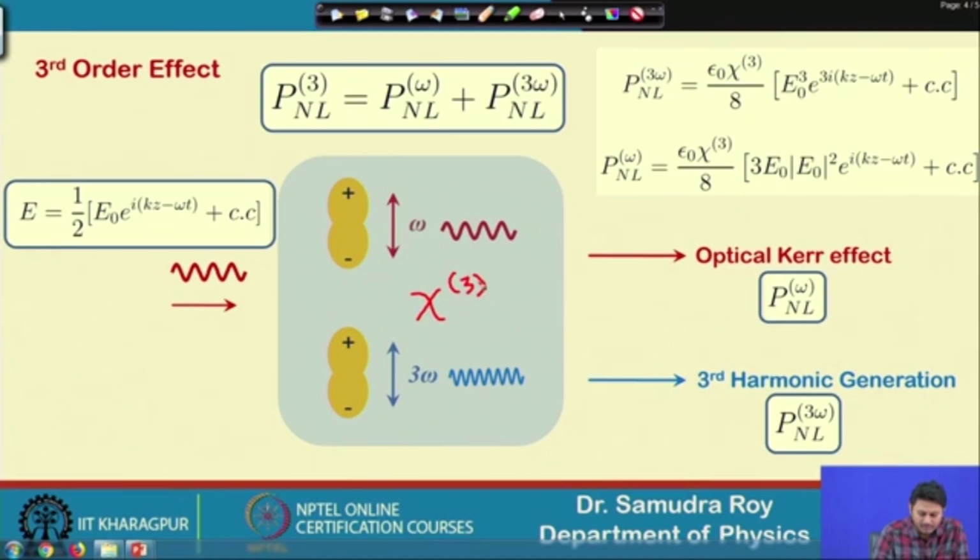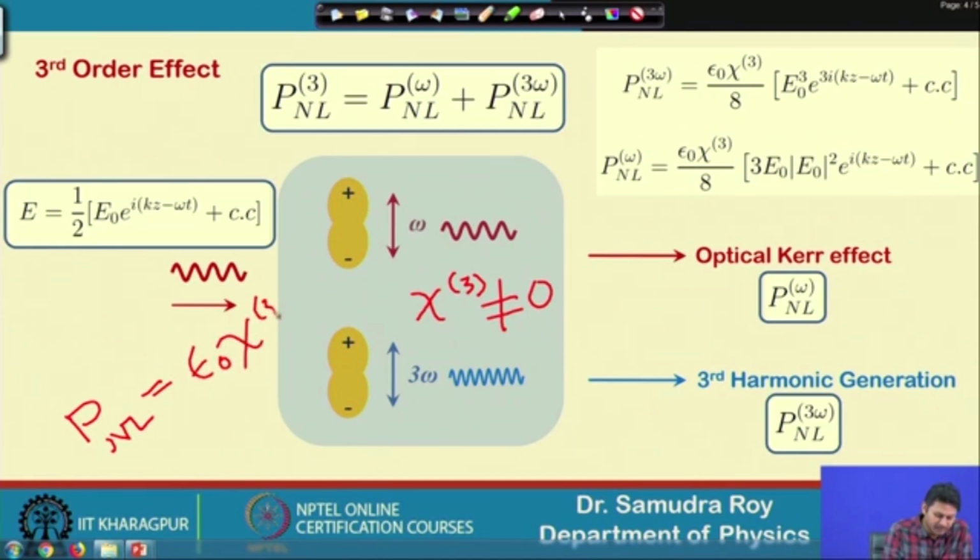we will have some kind of frequency mixing, because P nonlinear in general will be epsilon chi3 and E total cubed. This is the form of the nonlinear polarization. Et is nothing but the total electric field. So, the total electric field will also contain an electric field E omega and also some electric field E 2 omega, E 3 omega.